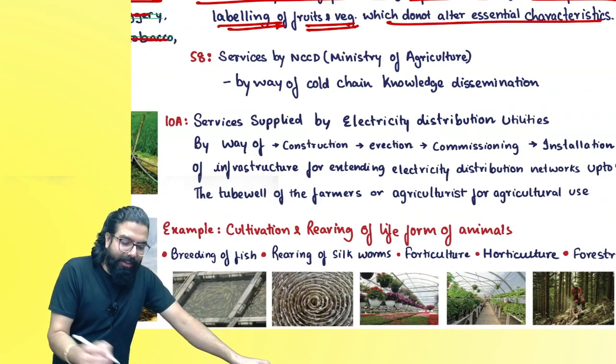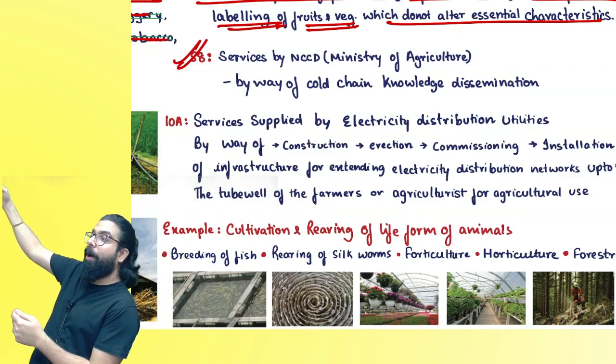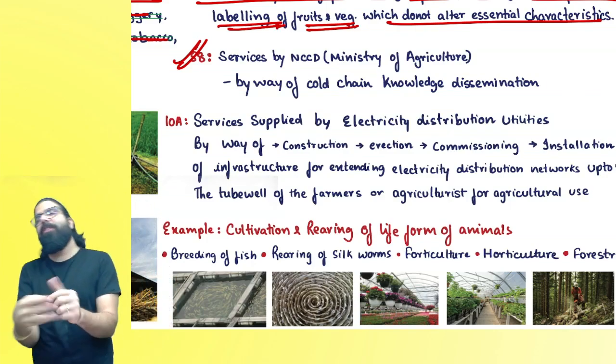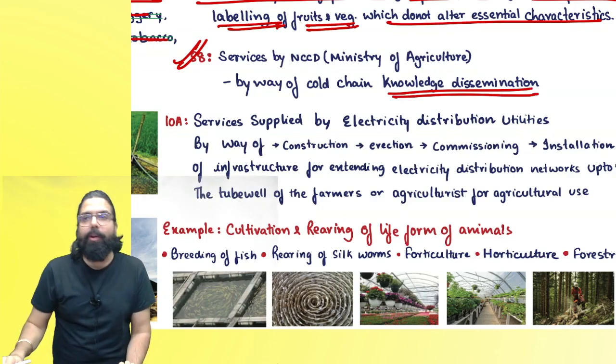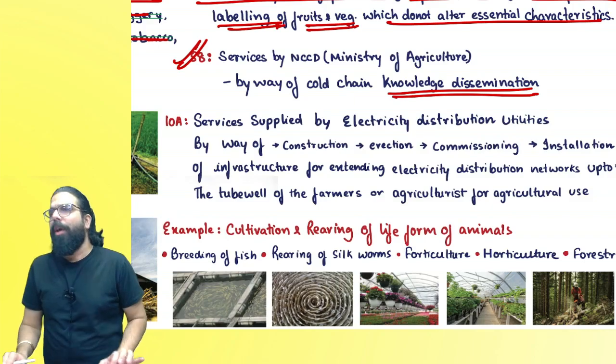The next one over here is NCCD, the National Cold Chain Development Authority, which will tell you how apples can go from Kashmir to Kanyakumari, how cold chain will work, what is cold chain, and how it is to be used. What do they do? They do knowledge dissemination. They teach the farmers about the cold chain facility. Their services are also exempted.